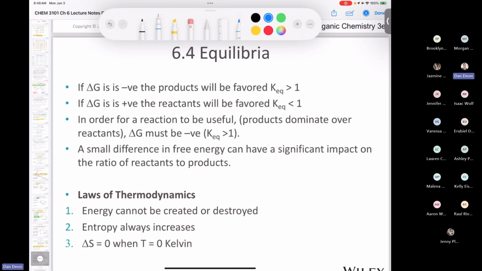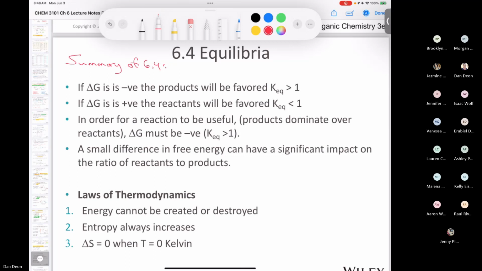Okay, so this is kind of a summary of the section on equilibrium. So the summary of 6.4 is this: if your delta G is negative, you've got mostly products. Your K equilibrium is going to be greater than 1. If your delta G is positive, the reaction is non-spontaneous, it's mostly reactants, and your K equilibrium is going to be less than 1.